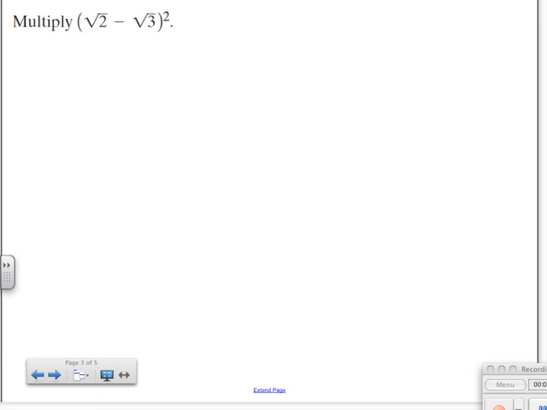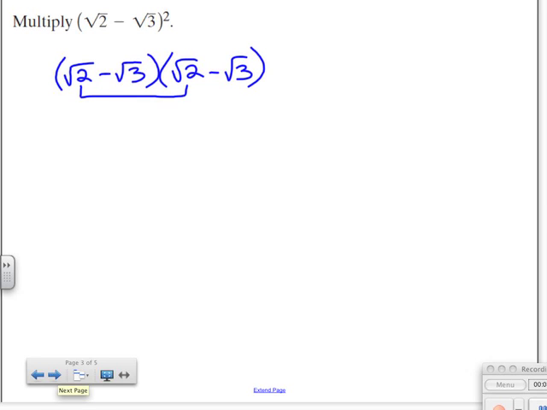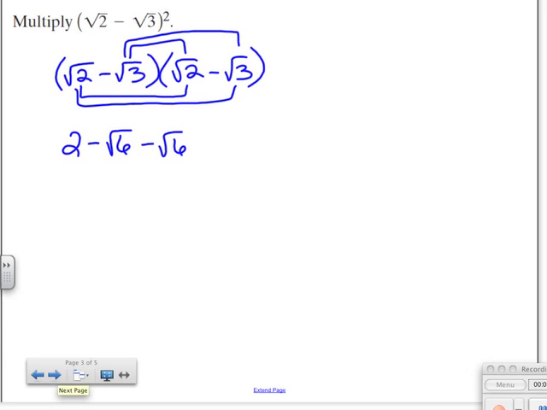Now we can also multiply these expressions using the FOIL method. Can't just multiply the pieces because you lose that middle term. And so I end up with the square root of 2 times the square root of 2, which is 2. The square root of 2 times the square root of 3, which gives me negative square root 6. Do the inside as well, negative square root 3 times the square root of 2, negative square root 6. And then the last terms. Negative square root 3 times negative square root 3 gives me a positive 3.